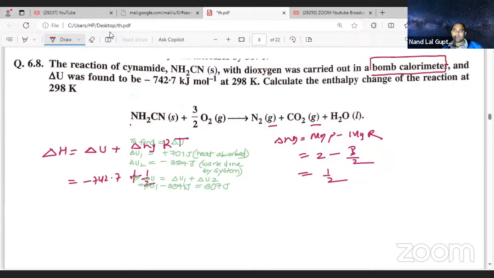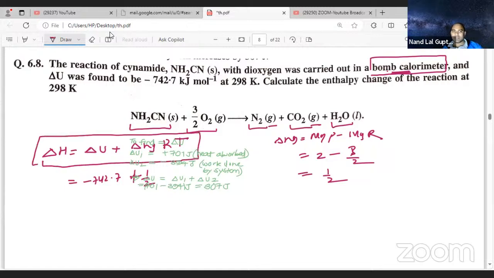Bomb calorimeter, what we do? That is we calculate the internal energy or enthalpy. So what they are saying here, the combustion reaction is taking place. So this is the cyanamide, it reacts with the oxygen. So it is giving N2, CO2 and H2O, right? What equation are we going to use? Delta H is equal to delta U plus delta NgRT. This only gives the relationship between internal energy, enthalpy, number of moles of gas, temperature. Because they are saying calculate at this temperature. Calculate the enthalpy change of the reaction at 298 Kelvin.